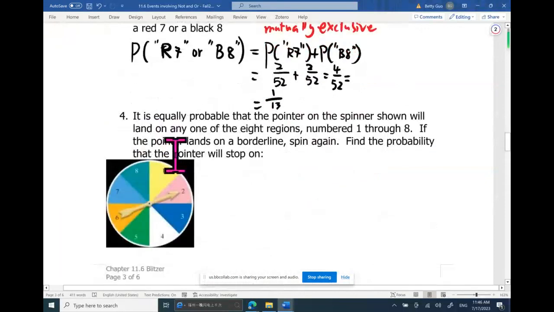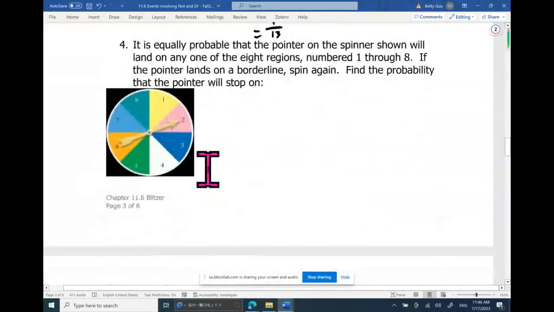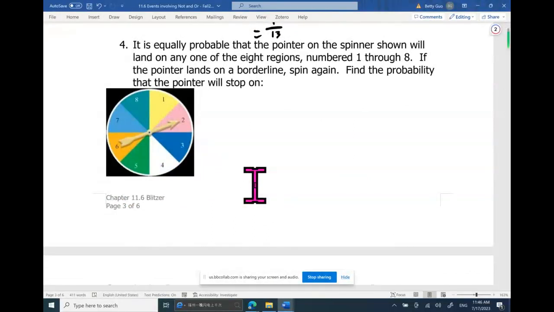Next, the next problem is not about the deck of cards anymore. It's about the spinner. It is equally probable that the pointer on the spinner shown will land on any one of the 8 regions, numbered 1 through 8. If the pointer lands on a borderline, spin again. Find the probability that the pointer will stop on.